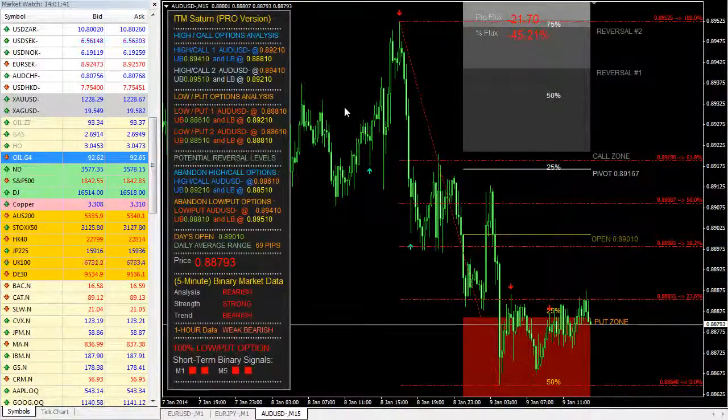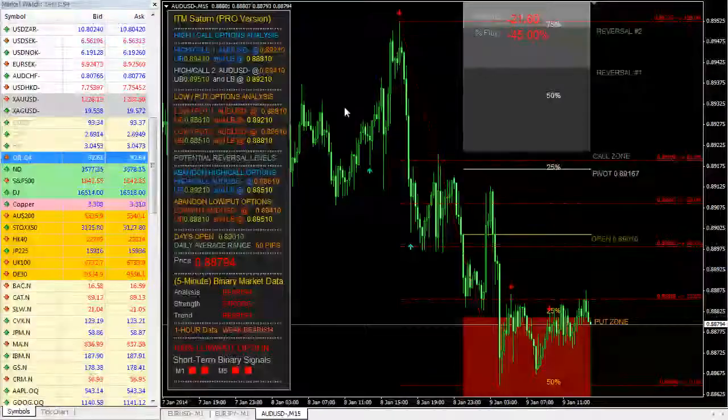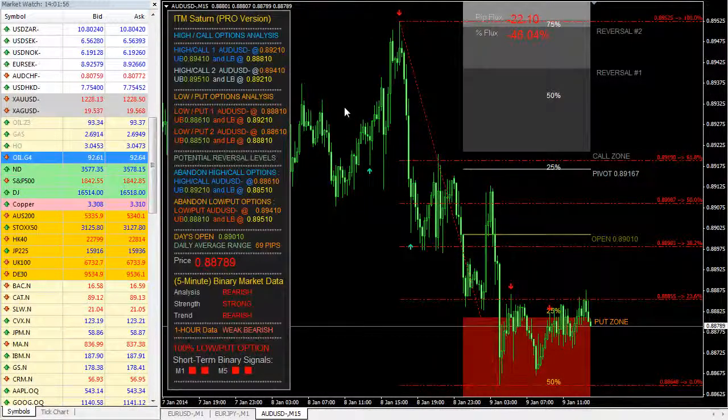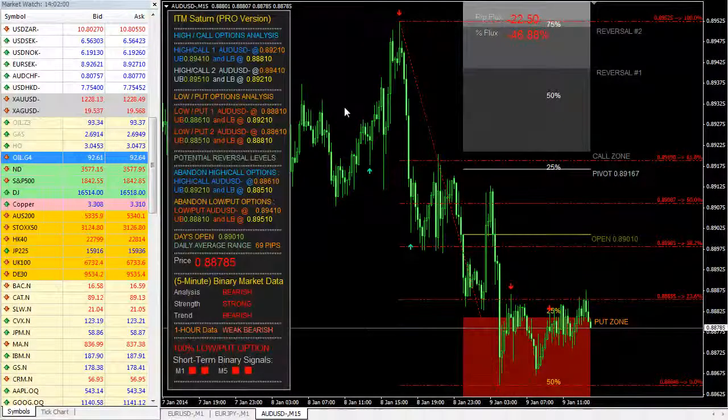If you're not into 60-second trading, that's very short term and very volatile. So use ITM Saturn Pro to your advantage. It's completely and utterly free for binary international traders. You can use it on all forex pairs and use negative and positive correlations with, say, commodities to execute trades on commodities on the one touch, no touch, as well as high-low time frame options.